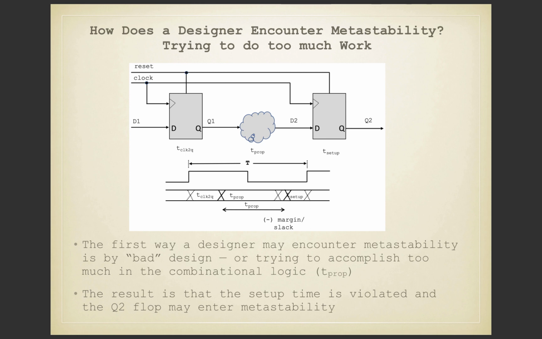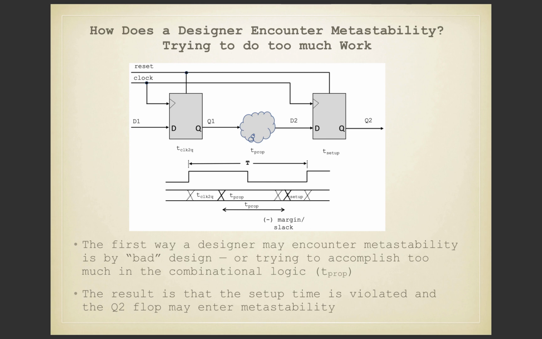The more you try to do, the more functions you add to that combinational cloud, it will inevitably take more time. The timing diagram below on this slide is meant to show a situation where we have the same clock to Q, but this time we're trying to do too much in that combinational cloud, and it creeps into the period that's allocated to the setup time. That means now, when we do the math, we no longer have a positive margin, but a negative margin.